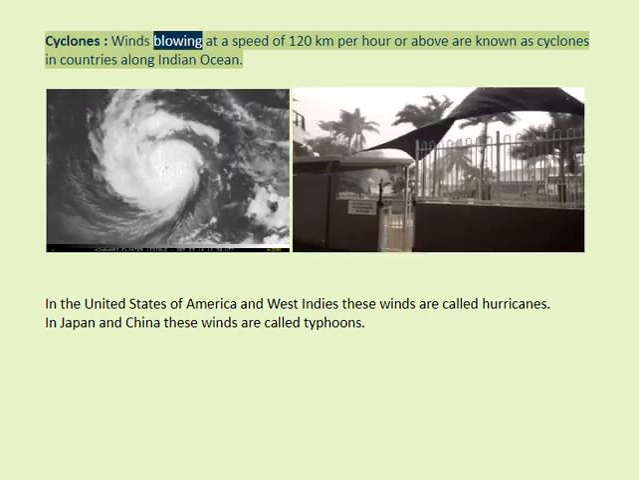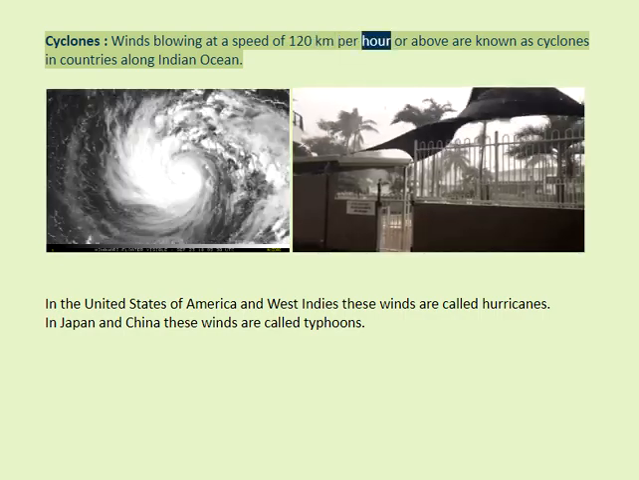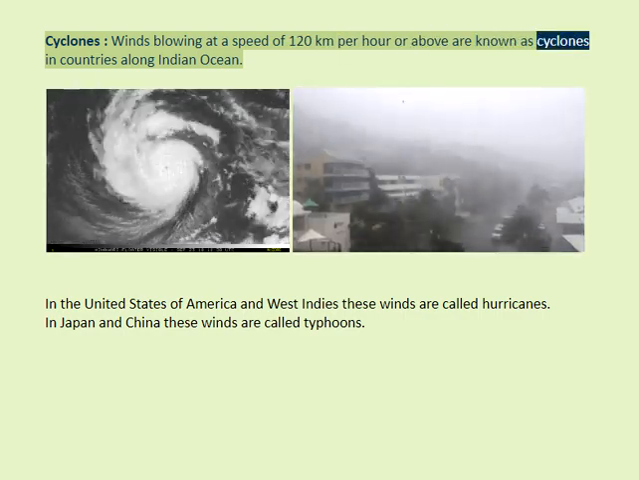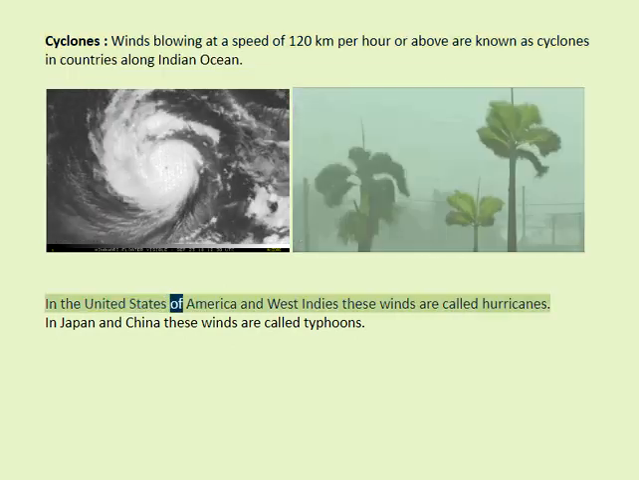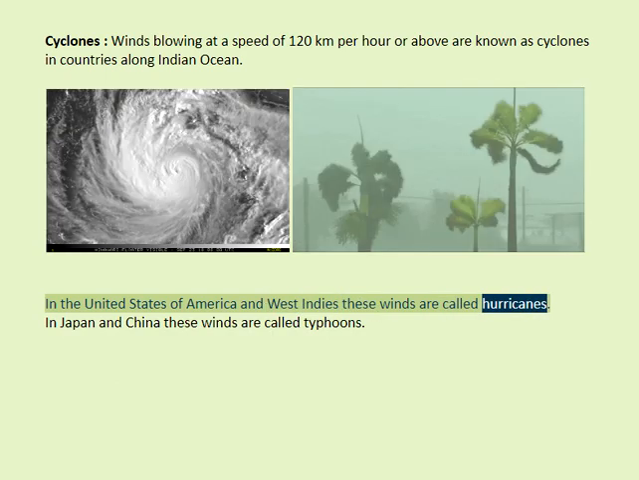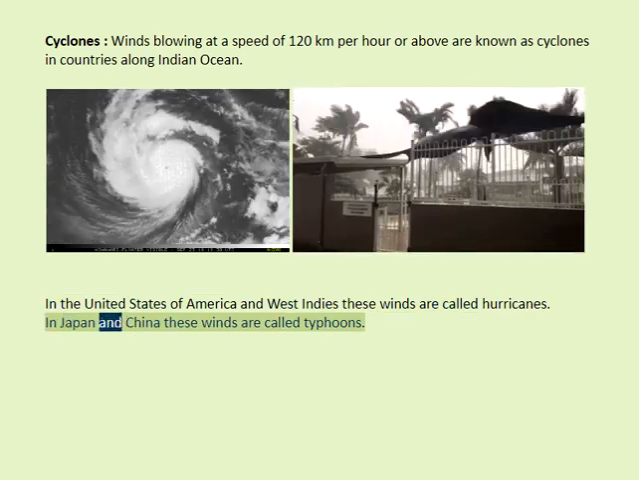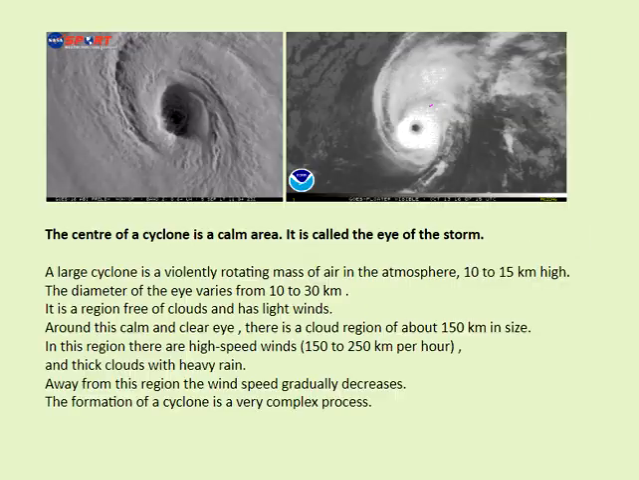Cyclones. Winds blowing at a speed of 120 kilometers per hour or above are known as cyclones in countries along the Indian Ocean. In the United States of America and West Indies these winds are called hurricanes. In Japan and China these winds are called typhoons.